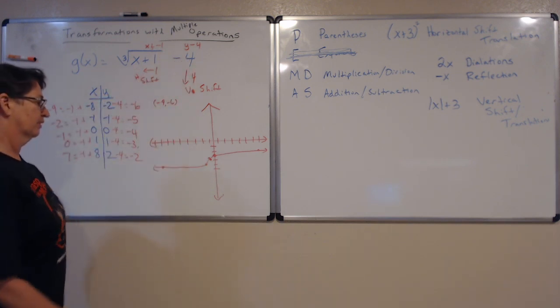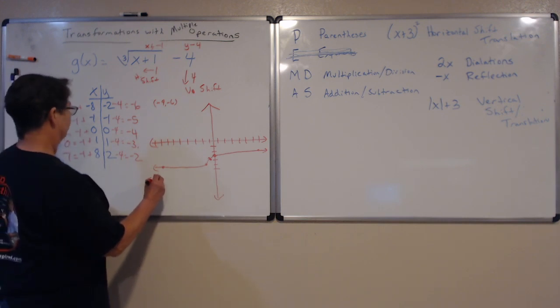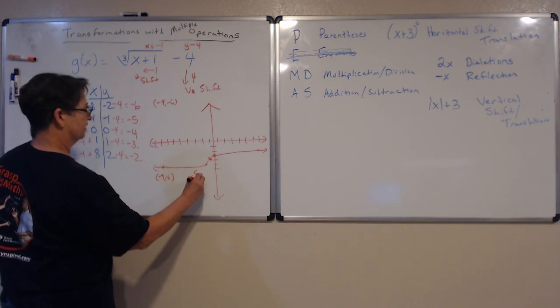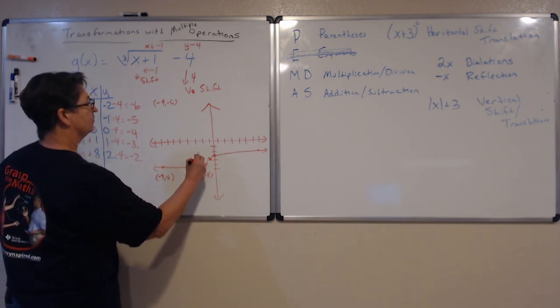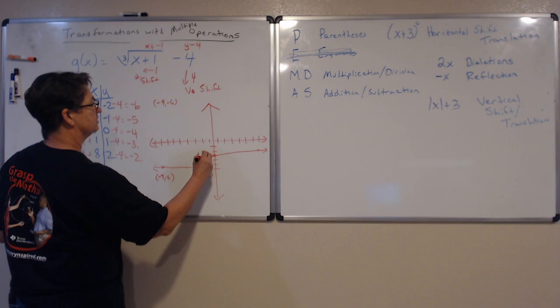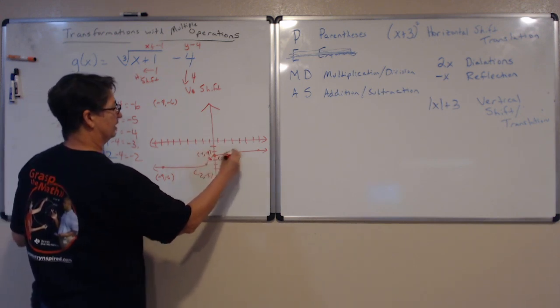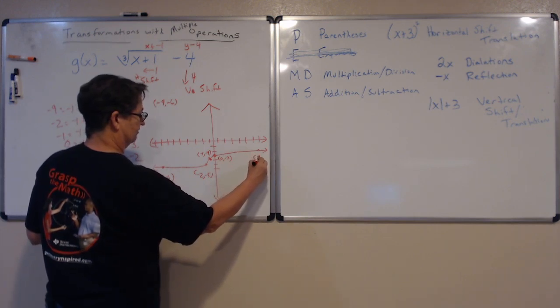Be sure and label your points. So negative 9, negative 6, negative 2, negative 5, negative 1, negative 4, 0, negative 3, and 7, negative 2.